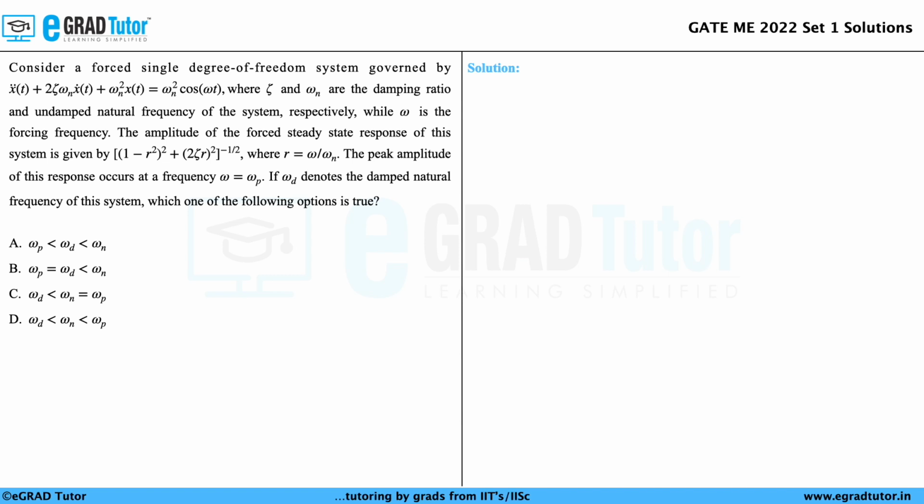The peak amplitude of this response occurs at a frequency omega is equal to omega p. If omega d denotes the damped natural frequency of this system, which one of the following options is true? Let's look at the solution.